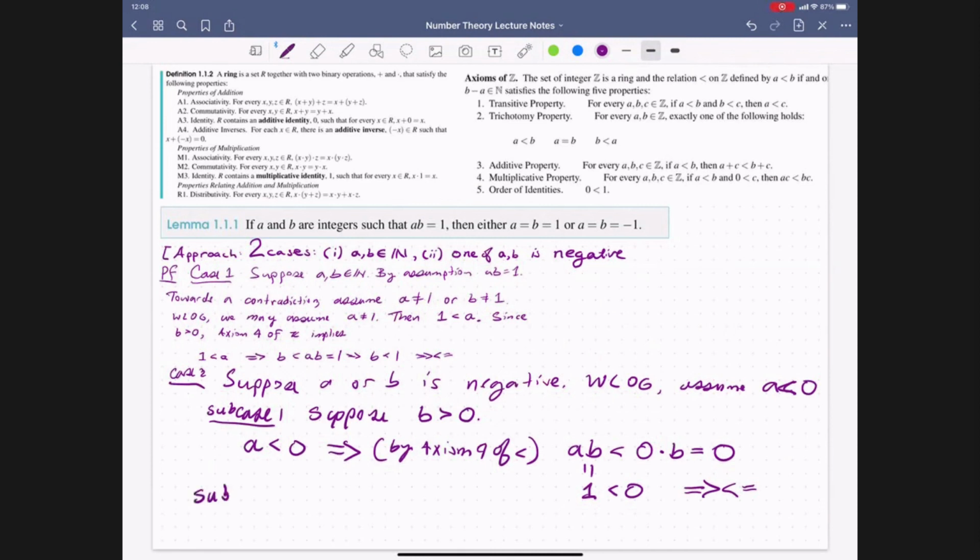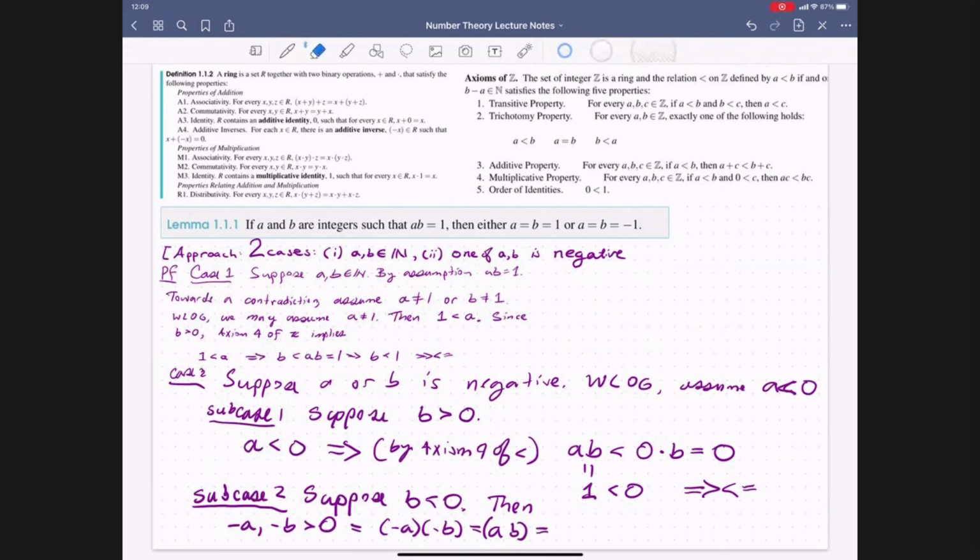Subcase 2 is what in structures is called the bootstrap method. So now suppose B is less than 0. Now, if B is negative, then negative A, by assumption A is negative, and negative B are both going to be positive if we multiply them by negative 1. So negative A times negative B is equal to A times B, and both of these are positive.